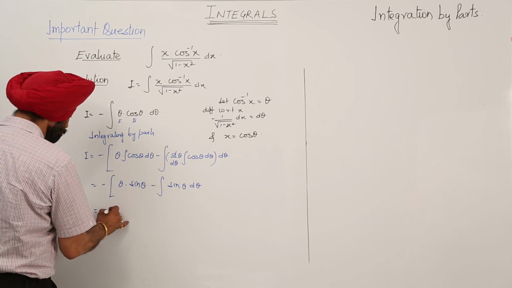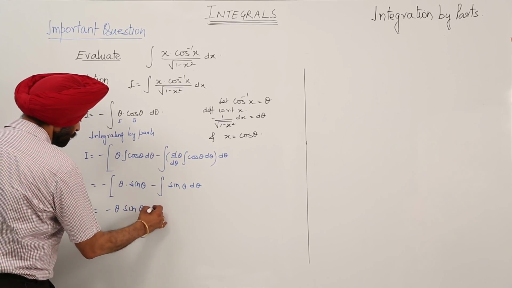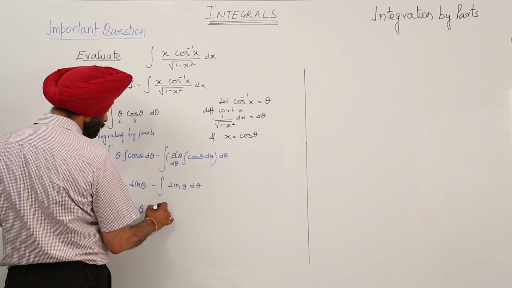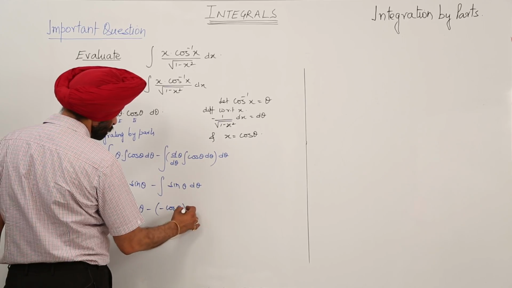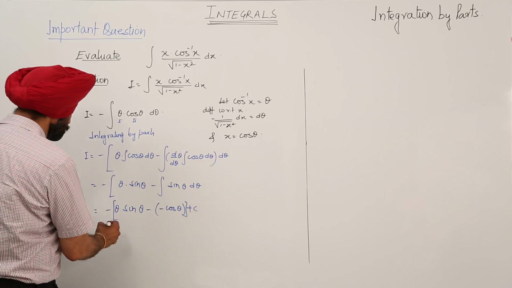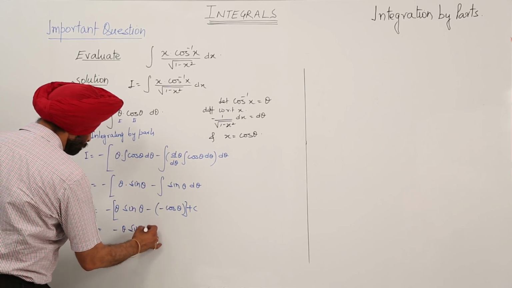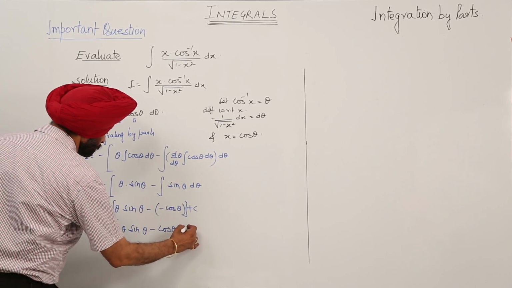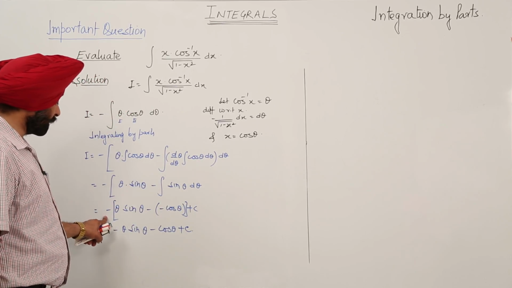and this becomes now minus theta sin theta minus, now sin theta, that becomes minus of cos theta plus c, and this reduces to minus theta sin theta minus cos theta plus c. Negative and negative becomes positive, and again negative is outside.